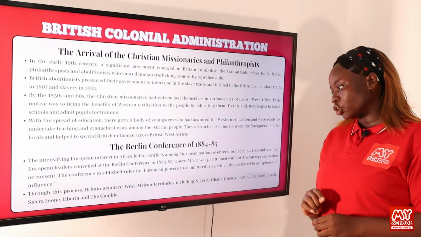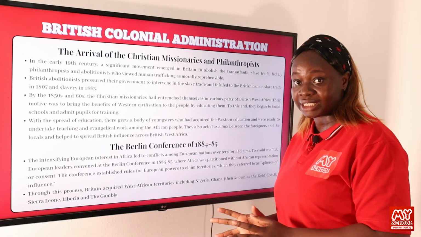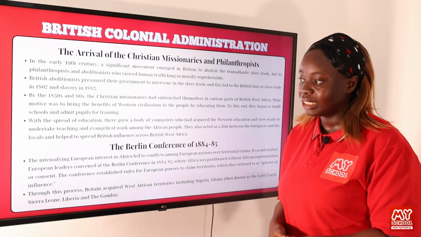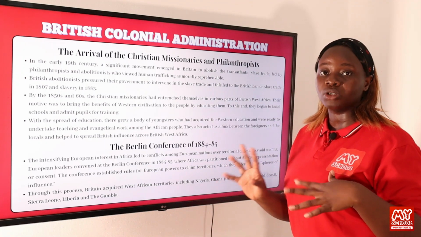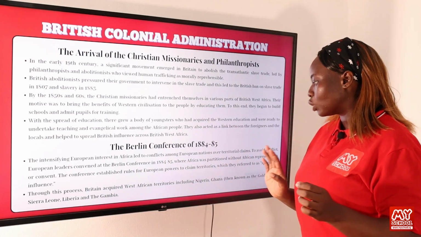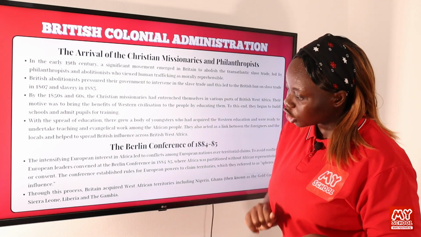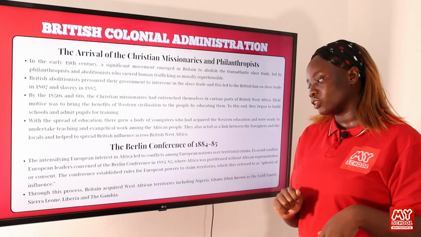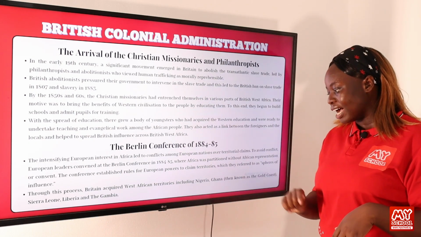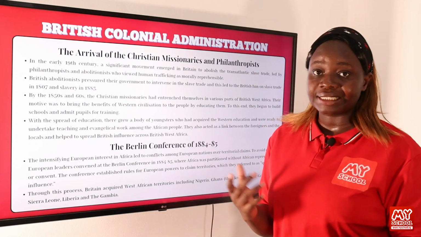So Africa was partitioned without African representation or consent. Africa was not represented when this meeting was taking place, and then they divided Africa among these European powers. The conference established rules for European powers to claim territories, which they referred to as spheres of influence. Through this process, Britain acquired West African territories, including Nigeria, Ghana, which was then known as the Gold Coast, Sierra Leone, Liberia, and the Gambia.